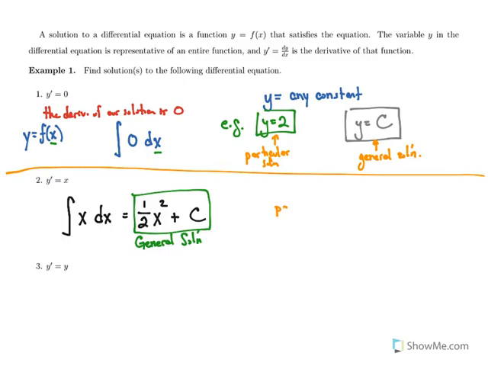A particular solution might be 1/2 x squared minus 5, adding the constant -5 to that. And we can double check that this is a solution by taking the derivative of 1/2 x squared minus 5. The minus 5 would just zero out, and we'd be left with just an x, which is what we know should be what we have here.